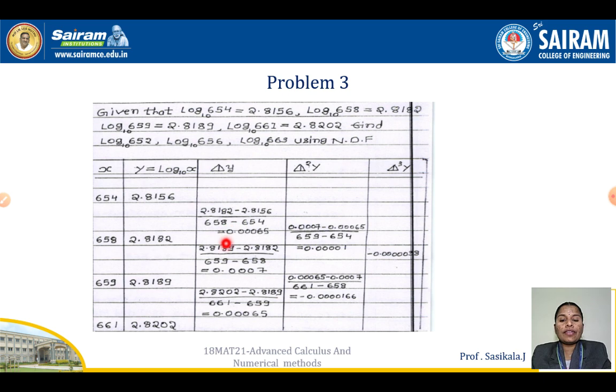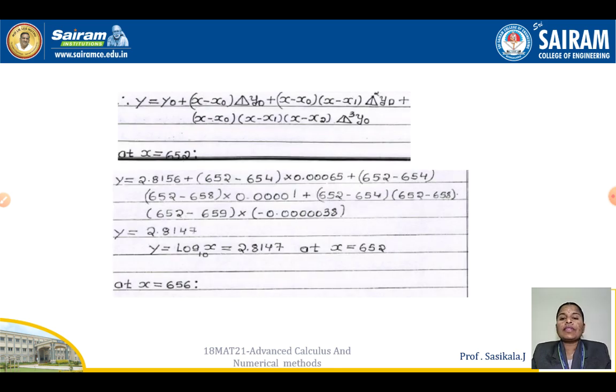You have to take the difference values. Del y1 minus del y0 by x2 minus x0. That is what is written, 659 minus 654. Similar, the last difference also you can calculate. Then you can go for your equations. What is that? Newton divided difference.